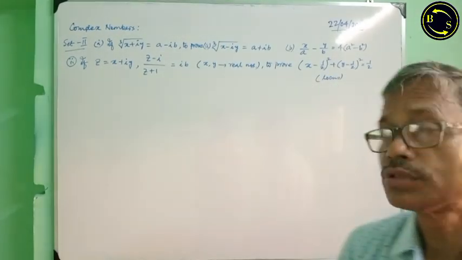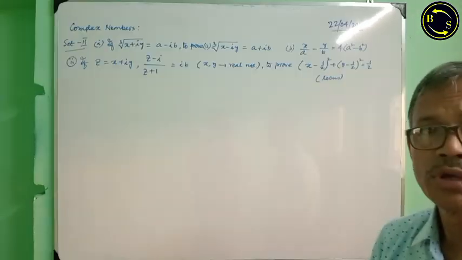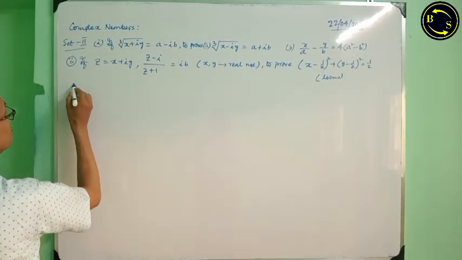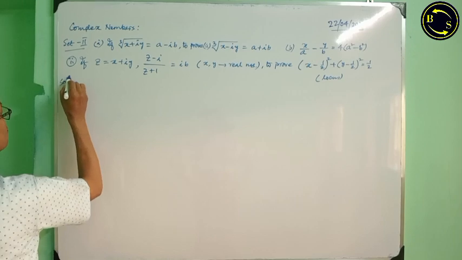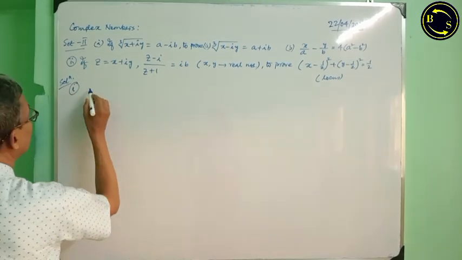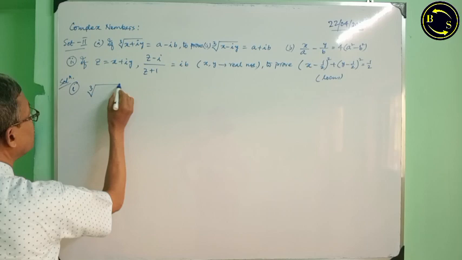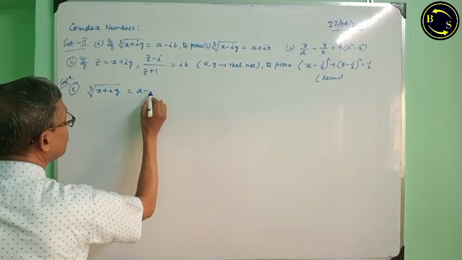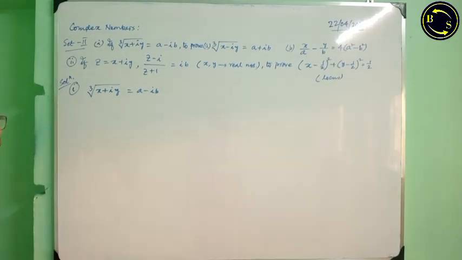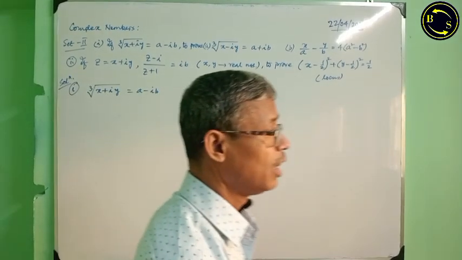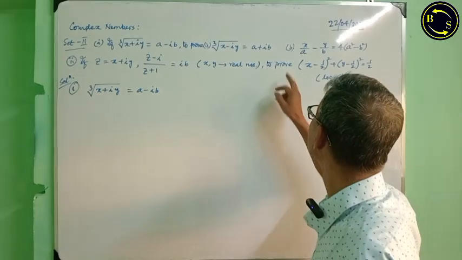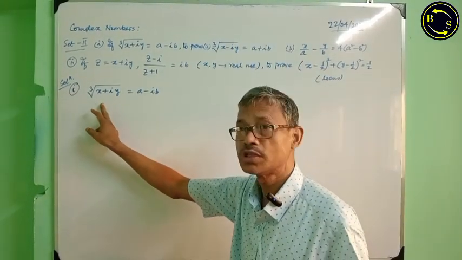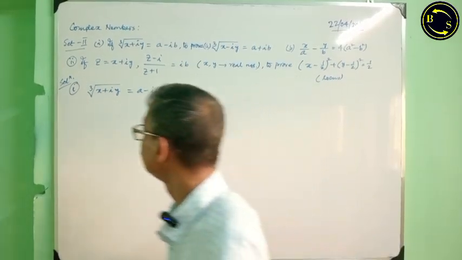Already I have written a few sums. I shall work them out one by one. Given the cube root of x plus iy is equal to a minus ib, we have to prove these two. First this, then this. Since there is a cube root, first I cube both sides.